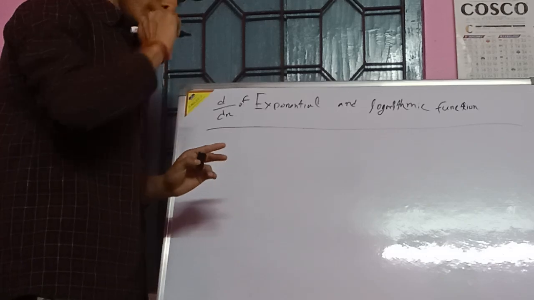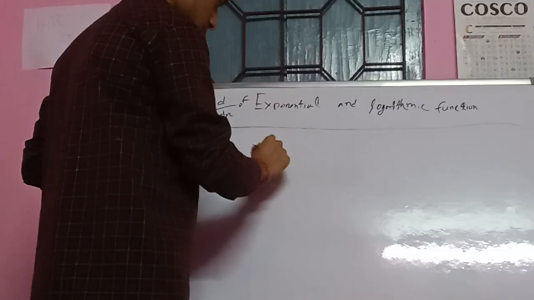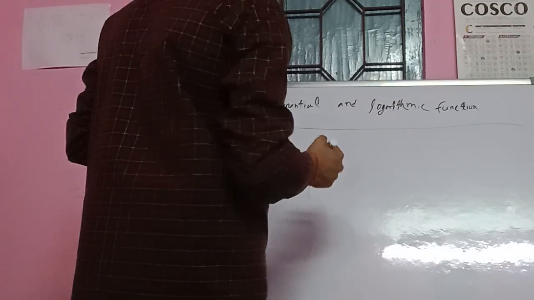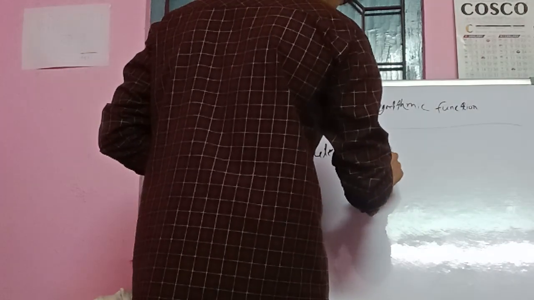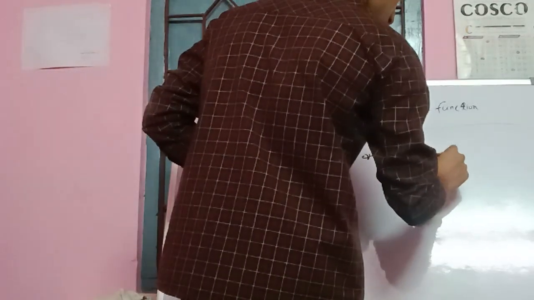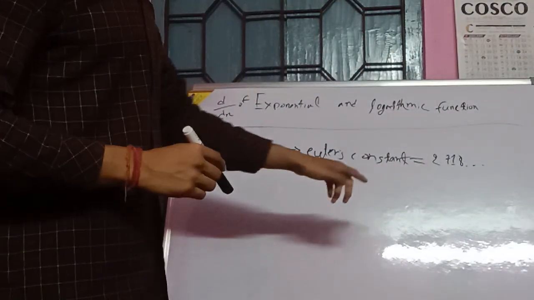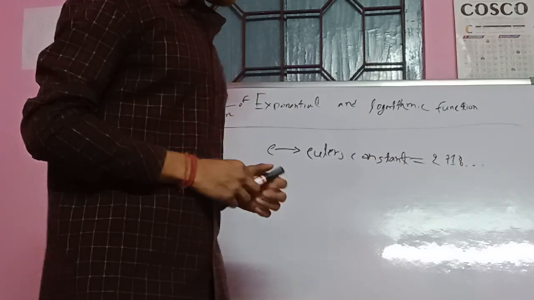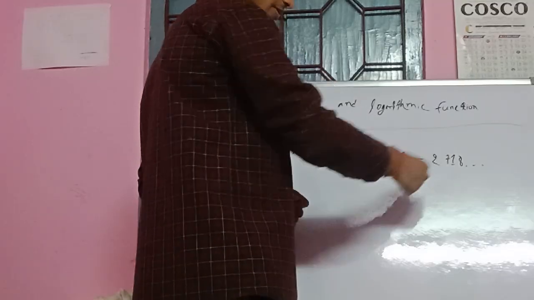Before that, you'll have to understand what e is. e is Euler's constant, whose value is 2.718. This decimal just keeps on going forever, but the rough value of it is 2.718.